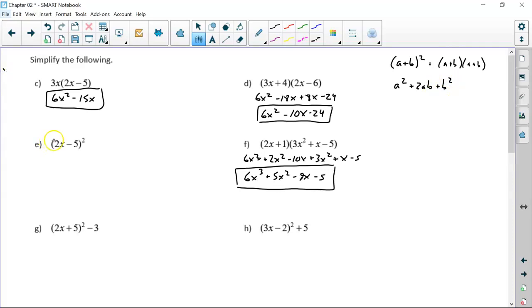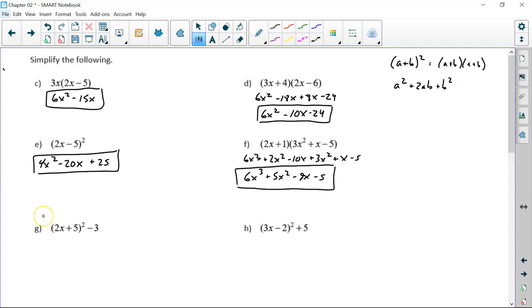So, for example, for E, if we're going to use that pattern, we're going to square the first term. When you square 2x, you get 4x squared. I'm going to square the last term, the negative 5, I get plus 25. And the middle term is going to be 2 times the first term times the last term. So 2 times 2x is 4x, times negative 5 is negative 20x. And there is our equivalent expression. It's all about working smarter, not harder. Now, if you're planning on taking pre-calc next year, you need to know those patterns.